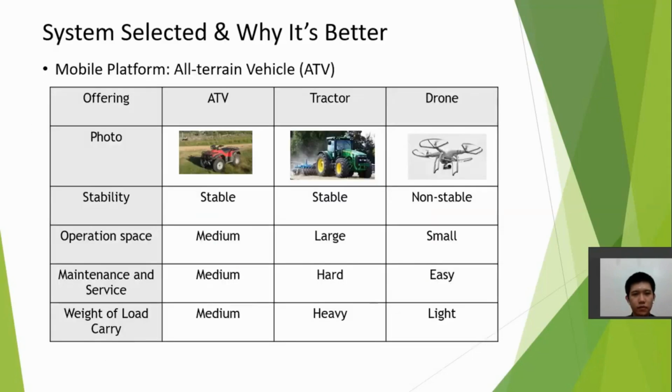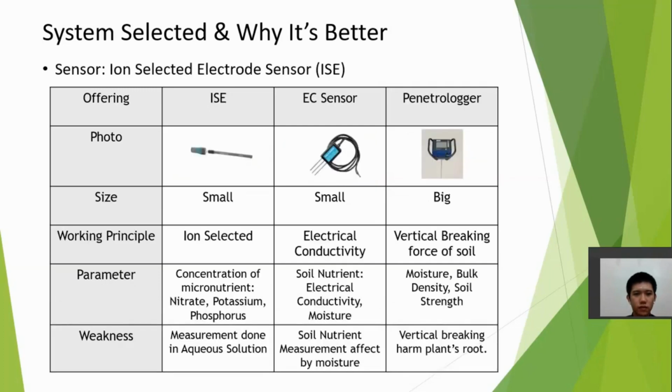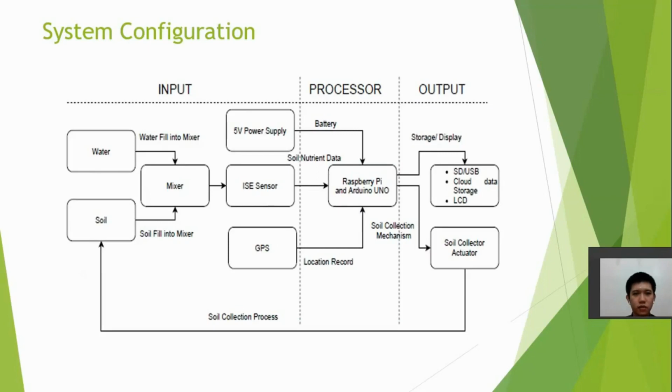The mobile platform selected for our system is the ATV. This is because the ATV is stable and able to travel easily in the field compared to a tractor, which requires large operation space, and the ATV is also able to carry loads of medium weight. The sensor selected for our system is the ISE sensor. This is because the main objective of our project is to analyze the concentration of the micronutrients contained in the soil.